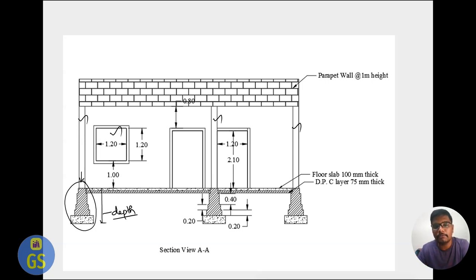So these are generally what we provide in the field, when the soil condition is good enough. If your soil is very weak and you are planning for a G+10 storey building, then we generally prefer pile foundations. That comes under the category of deep foundations. So these are the ideas which you need to know in the planning section.